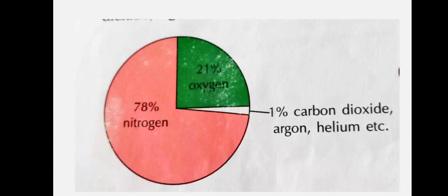We will show this by diagram. It is shown in the diagram: 78% nitrogen with orange color and 21% oxygen with green color and 1% carbon dioxide, argon, helium, other gases with the white part.